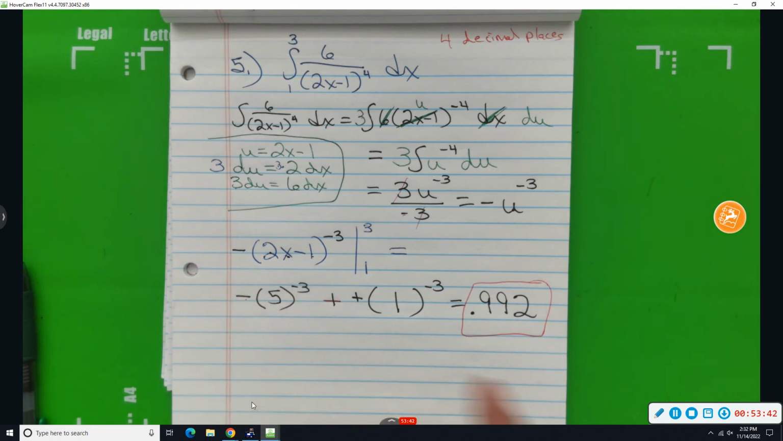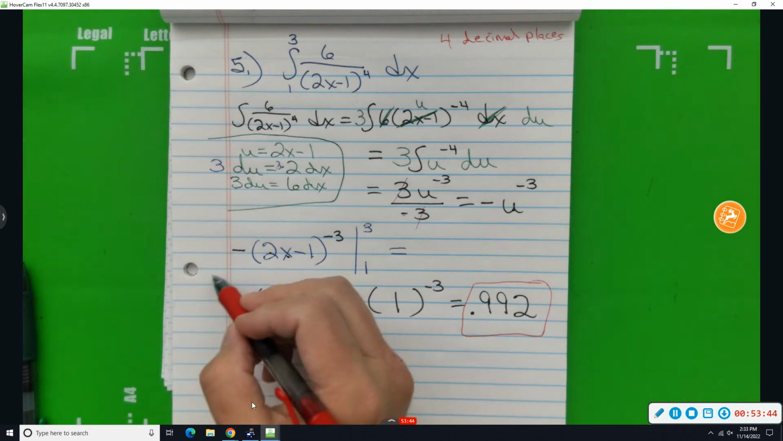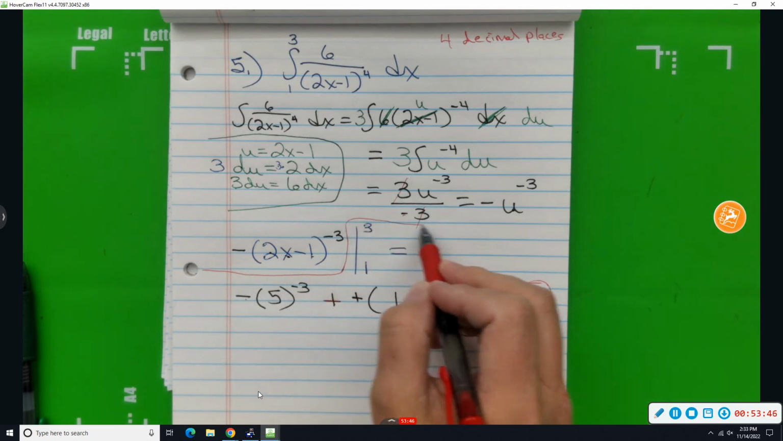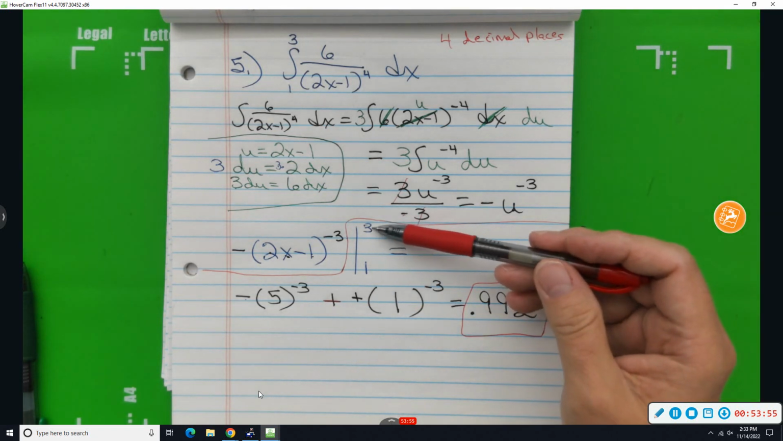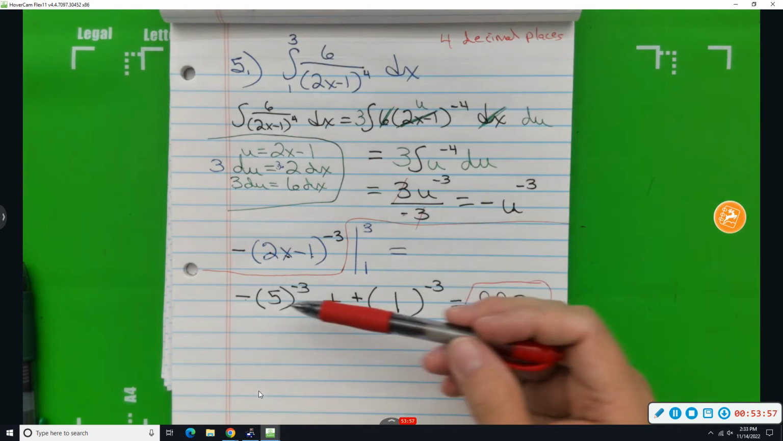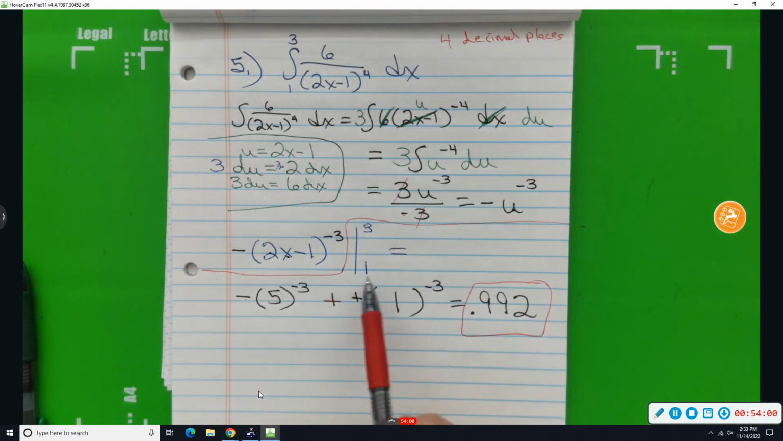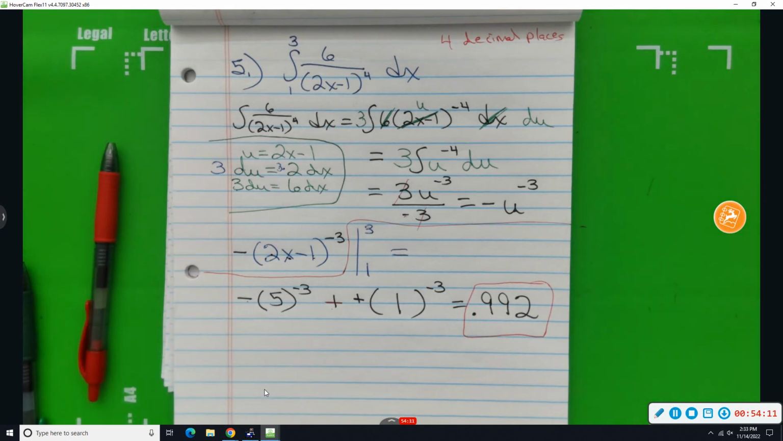Substitute back in terms of x. Now all of this stuff here, none of that is new. All of that stuff is stuff we'd already done. The only new stuff in this assignment is the way we plug in that 3 minus plug in that lower number 1. Any questions there? Well, okay, then I'm going to stop this video. Hold on.